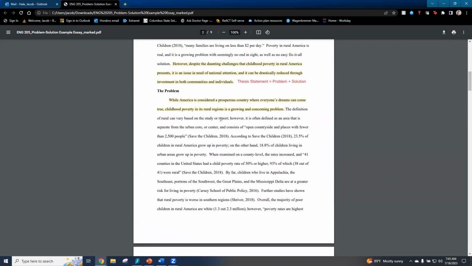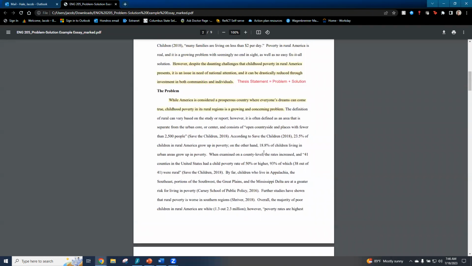So in this first body paragraph, the writer is discussing the problem. They begin this paragraph with a topic sentence. A topic sentence is typically the first sentence of a paragraph, and it's going to tell your reader what the paragraph is about. So while America is considered a prosperous country where everyone's dreams can come true, childhood poverty in its rural region is a growing and concerning problem. So that tells me that this paragraph is going to focus on childhood poverty. So before I really even get into the meat of this paragraph, I already have an idea of what it's about.